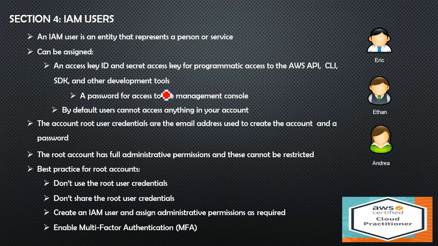What are IAM users? Identity access management users are basically an entity that represents a person or service, right? And it can be assigned an access key and secret key for programmatic access to the AWS CLI, API, SDK, and other development tools. So a user can have two types of access. As I said, you can have the GUI access, the console access, and then you have the programmatic access. Depending on the type of user, you will assign the type of access to that user.